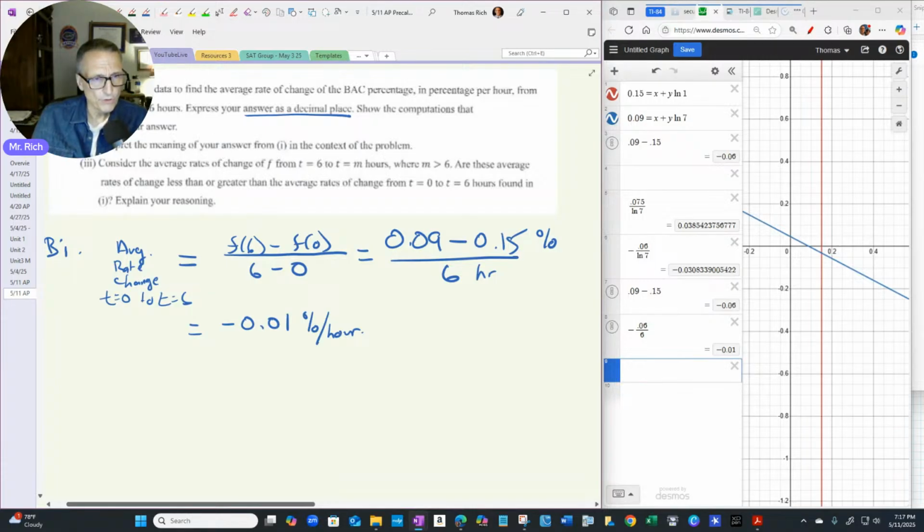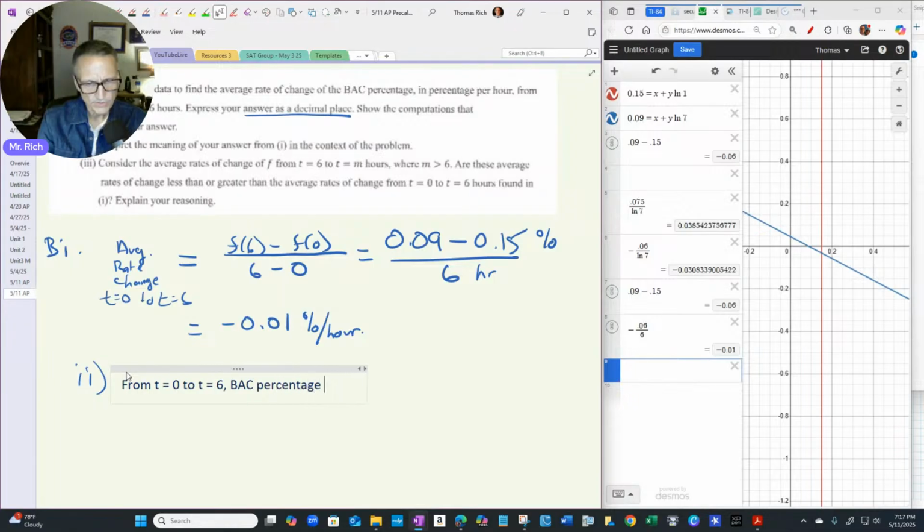All right, the next part says interpret the meaning of your answer from one in the context of the problem. So what my answer to this is going to be, and I'm just going to speak it here. I'm not sure. Maybe I can type it out a little bit faster. So it's going to look something like this. I'm going to say from t equals 0 to t equals 6, blood alcohol concentration percentage decreases, right? Because it's a negative average rate of change. Decreases by an average of 0.01% per hour.